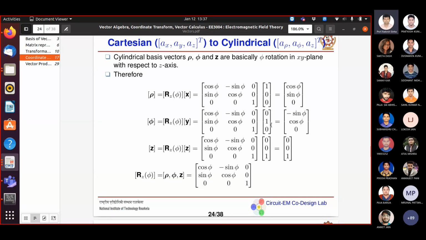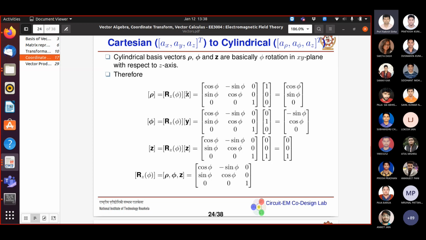What we have seen is that you have a vector in Cartesian coordinates, and that can be converted into, let's say, cylindrical coordinates. So you can find out the strength in various directions by coordinate transformation. Before that, how does this coordinate transformation work? You need to understand.